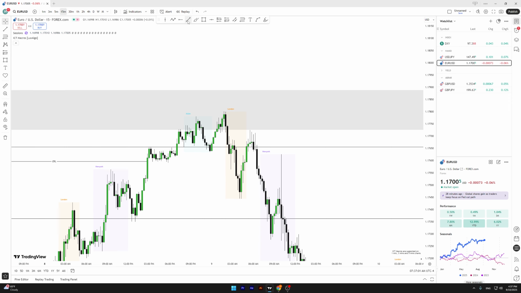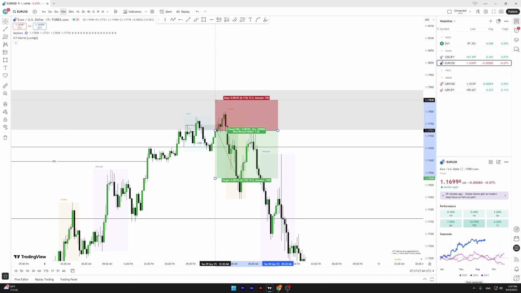But if you look here, you will see the same model, a clear CISD. So this is your CISD, a clear buy stop, and inversion. So if you took a short position from this inversion, you would be taken out by the market.